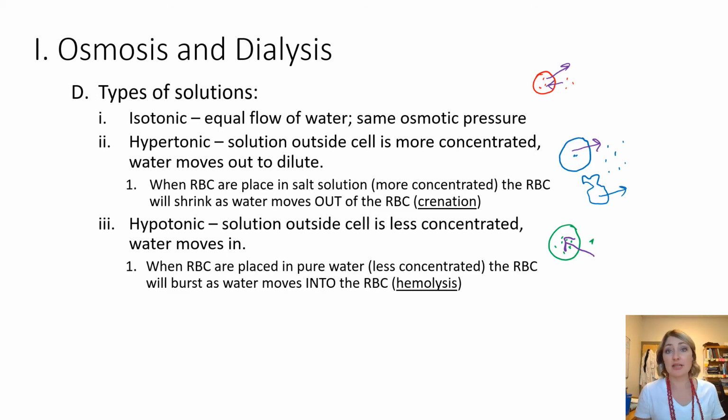If I were to take the same red blood cell and stick it in pure water, like distilled water or DI water that you use in lab, it's a lot less concentrated outside the cell than inside. So what happens is your red blood cell starts to swell. Eventually you're going to take on so much water that your red blood cell is going to burst. This situation is called hemolysis, where you have bursting, opening, splitting of your red blood cell.